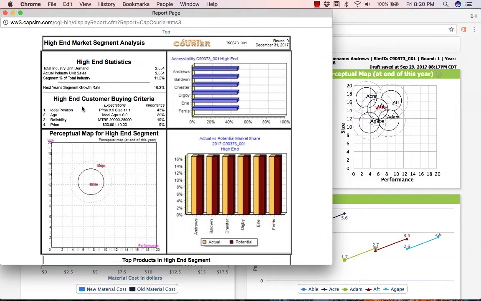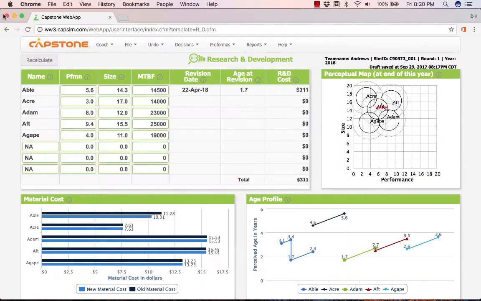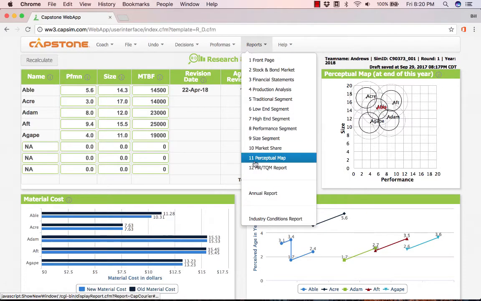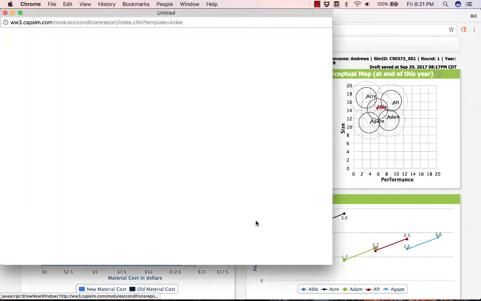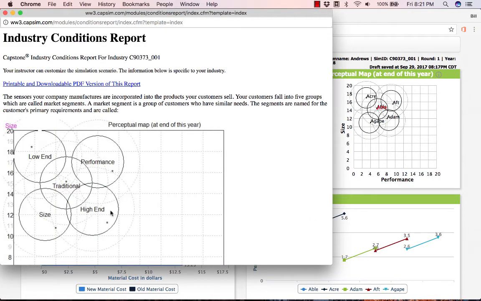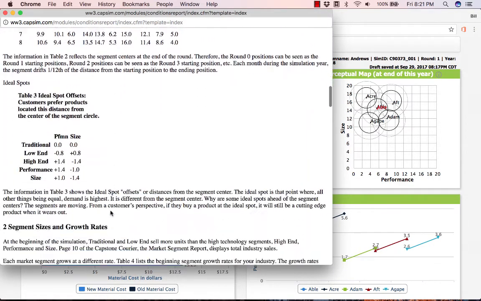So here we are. We sit at the end at round 0, 8, 9, 11, 1. But we want to see, where's that going to be at round 1? What do people want maybe in round 1? So I'm going to go back to my industry conditions report. There we go. And we're going to slide down here.